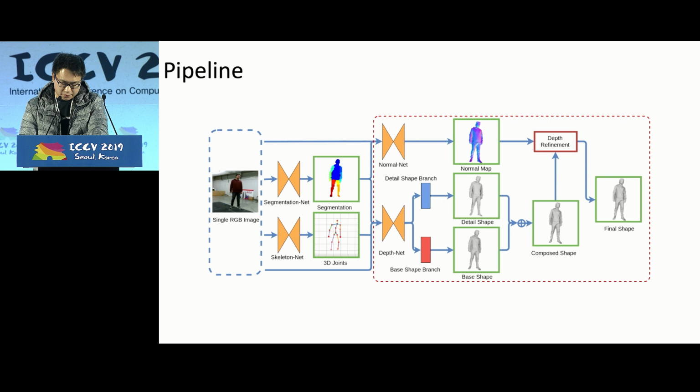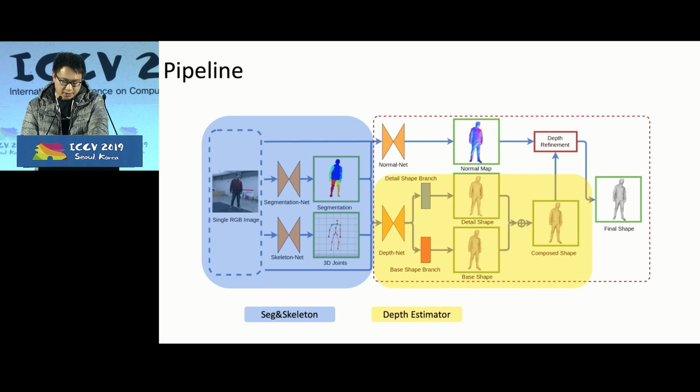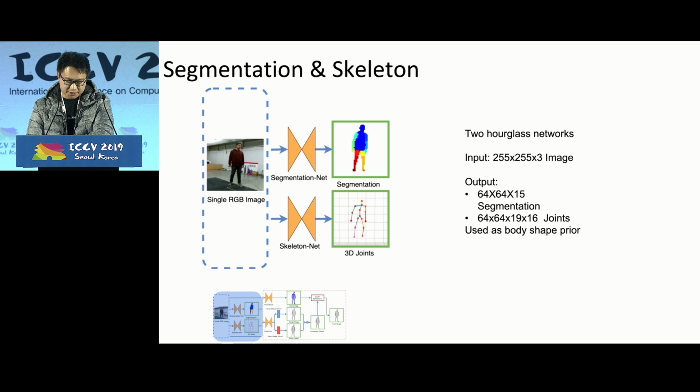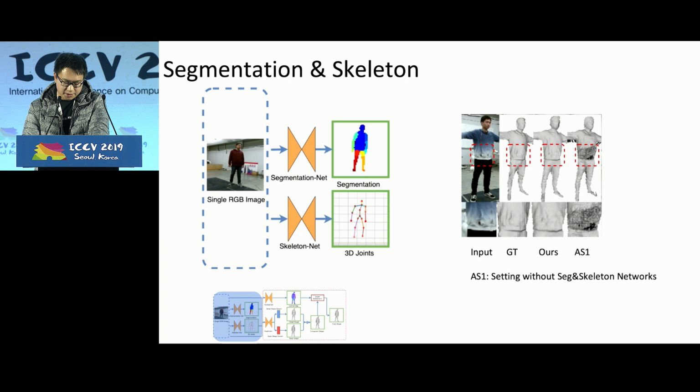Our network consists of three components: segmentation and skeleton net, depth estimator, and depth refinement module. In the first module, we take the input RGB and use two hourglass networks to estimate the body part segmentation and 3D skeleton separately. And we use this output as a prior to guide the depth estimation task later. From the ablation study, we can see that without high-level information to guide the depth estimation, the result may have large structure errors, such as collapsed regions.